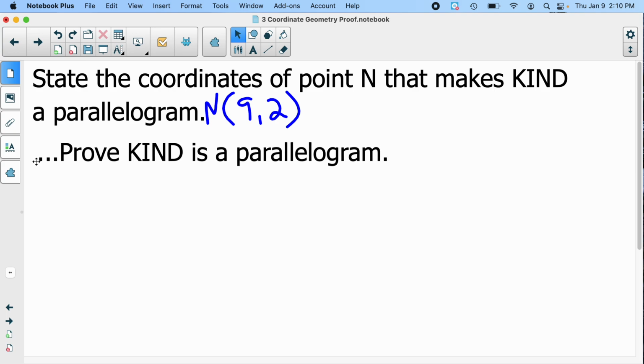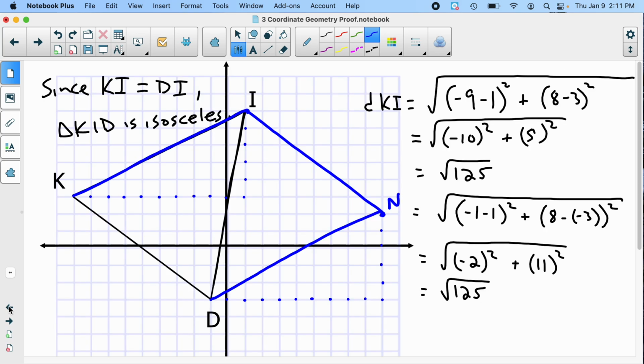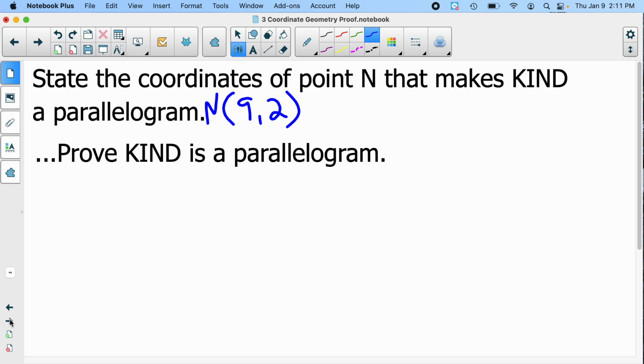Okay, so now we found that it was a parallelogram. Let's justify using some coordinate geometry. If you want to prove things are a parallelogram, maybe what you can do is some slopes of the sides. You also know that in a parallelogram, the opposite sides are congruent. So maybe I'll do the distances of a couple sides. You can do whatever you like to do. I think I'm going to go with some slopes though, just to be a little bit different. So let's find some slopes now. The slope of side KI, if I do my slope formula here, I'm going to do 8 minus 3 over 1 minus negative 9, and that's going to give me 5 over 10.